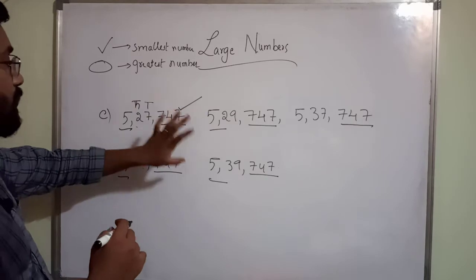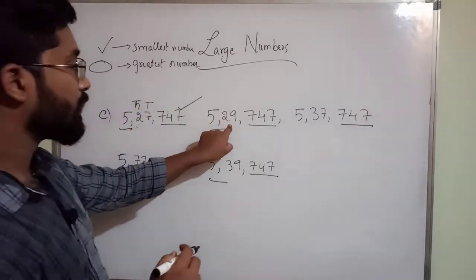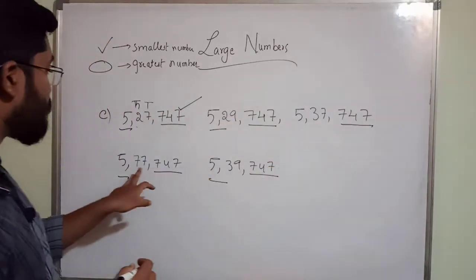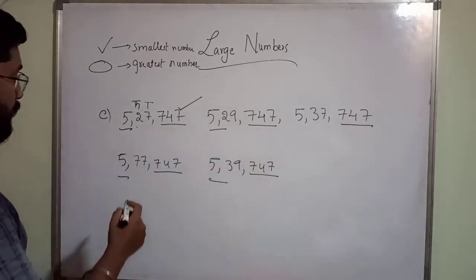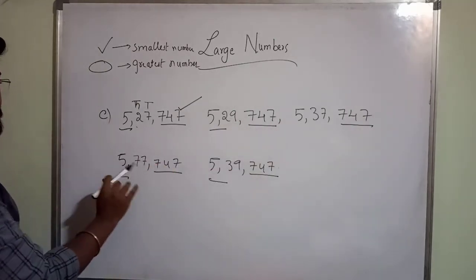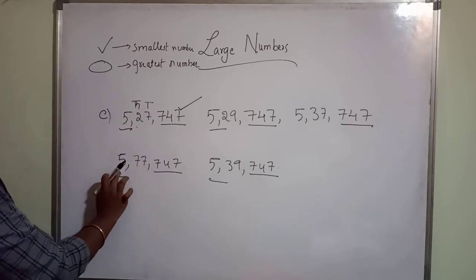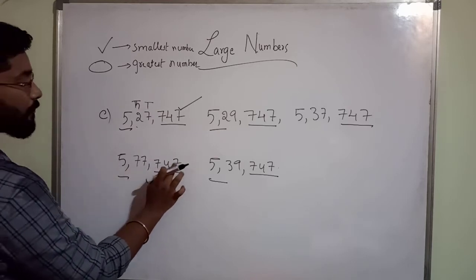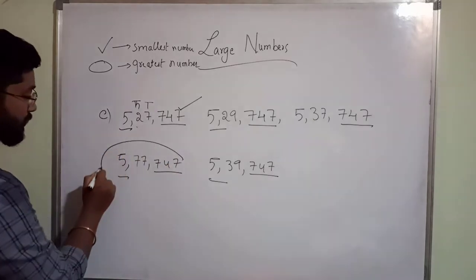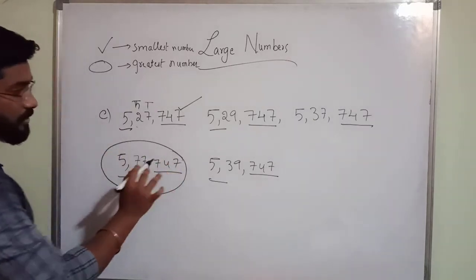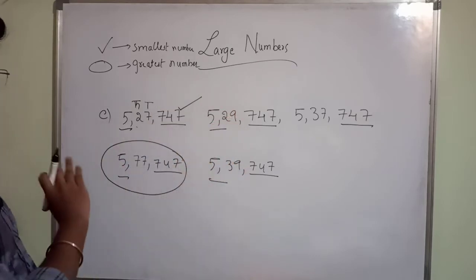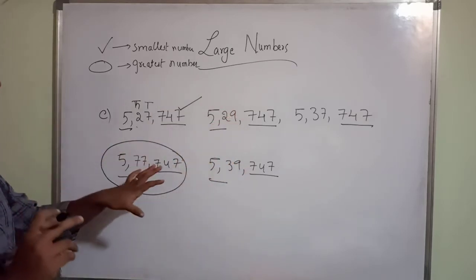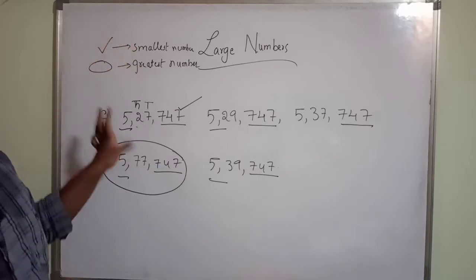What is the greatest number? Keep this aside. This is the smallest number. 29,000, 37,000, 77,000, 39,000. Among all these, 77,000 is the greatest number. So 5,77,747 is the greatest number. This trick you have to follow if there is anything common, or else you have to check all the digits and then recognize the smallest and greatest number. Clear?